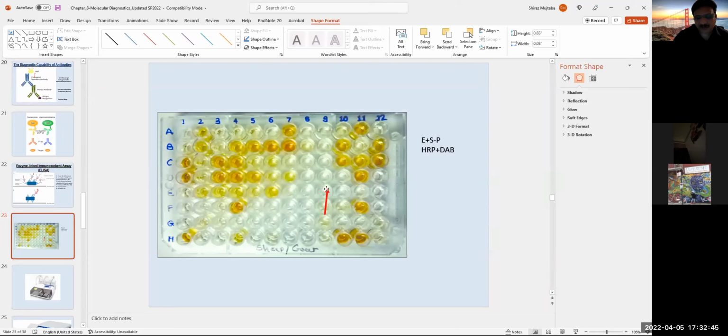If the circuit is incomplete, then there will be no color. No color means no antibody. So these are simple tests, ELISA.